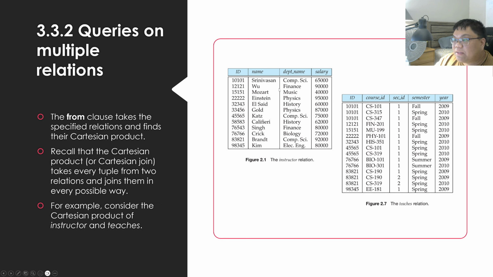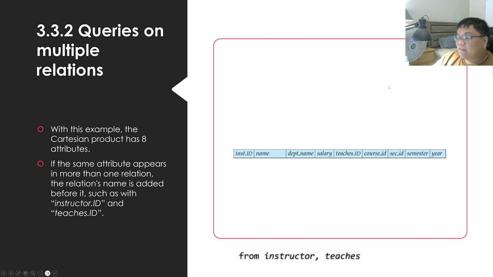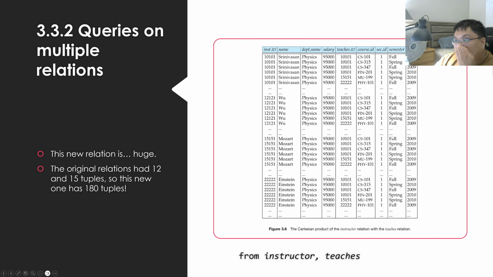So the Cartesian product of these 2 tables is going to contain all the attributes of the 2 tables, but the final table can't fit on the screen, so I have to show you an abridged version. So this new relation is huge. The original relations had 12 and 15 tuples, so now we have 180 tuples in our table here. So it combined every row from both tables in every possible way.